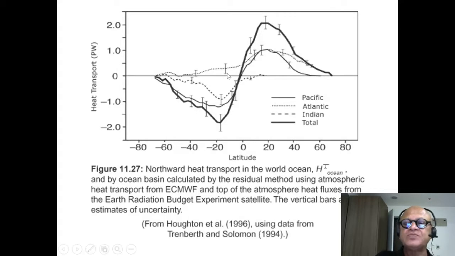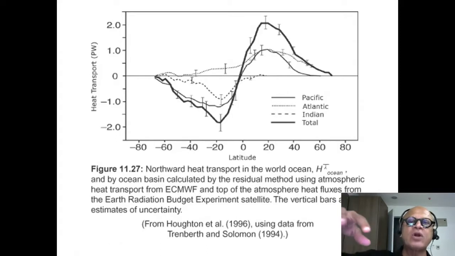Okay, so we can then look at the northward heat transport by each ocean. Because they have boundaries, we have to consider each ocean separately. And immediately you see the contrast here. The North Atlantic is doing a net northward heat transport. So you're going from south to north across the equator. So there is a strong northward heat transport by the Atlantic Ocean.